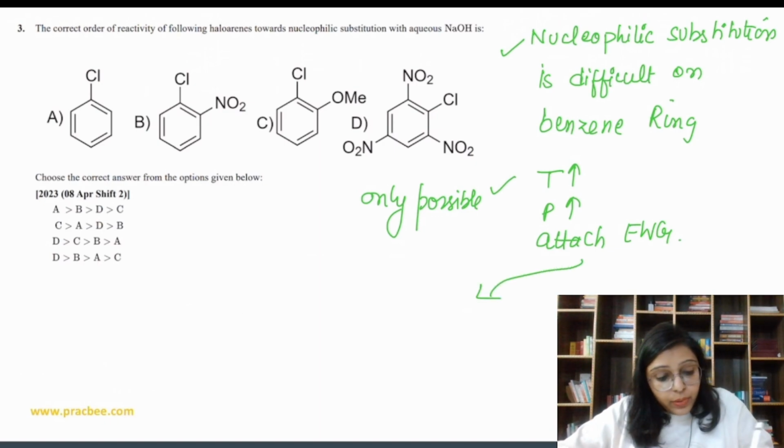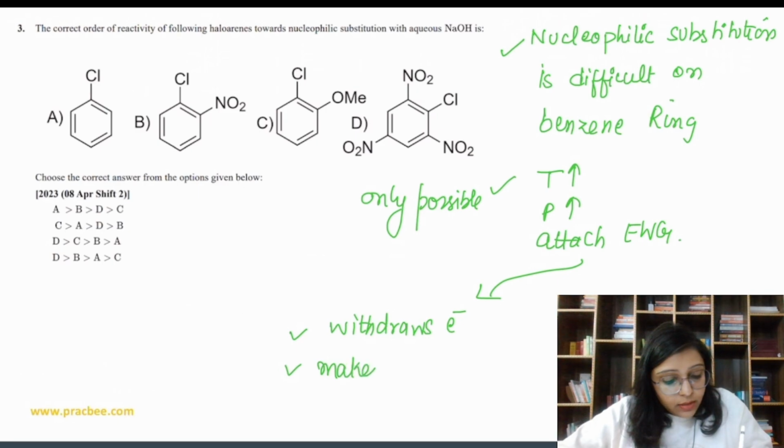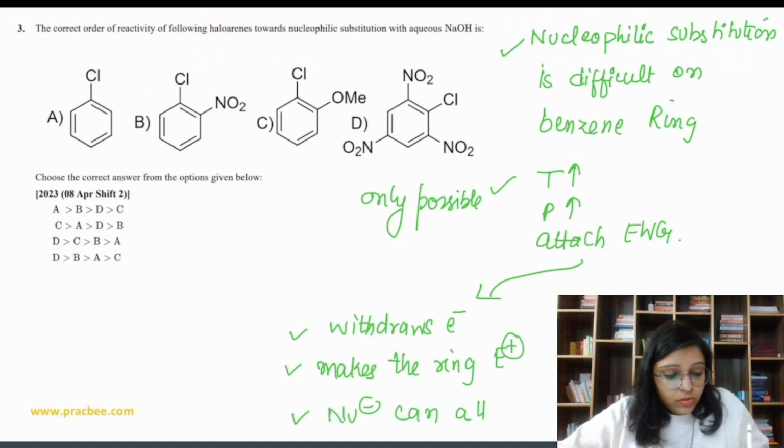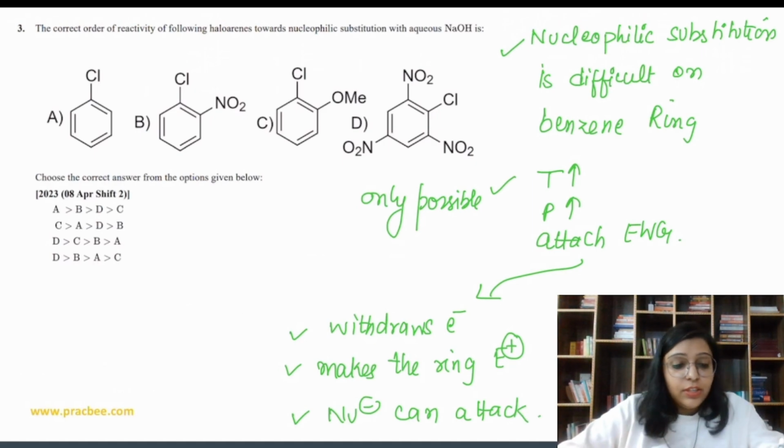Electron withdrawing group withdraws electrons from the system, makes the ring electrophilic, and then we can say the nucleophile can attack. Okay, so here there is no temperature condition, and pressure condition is not there. It means we have to look for electron withdrawing groups.